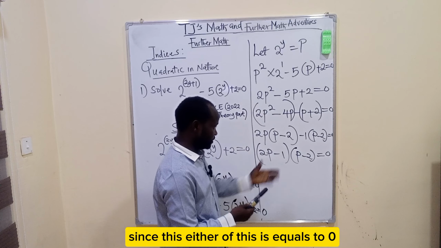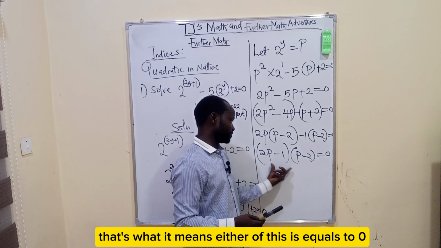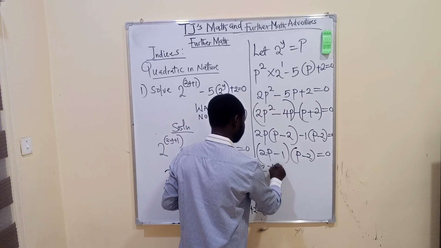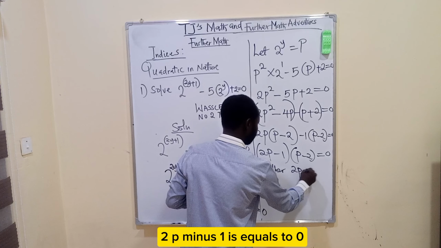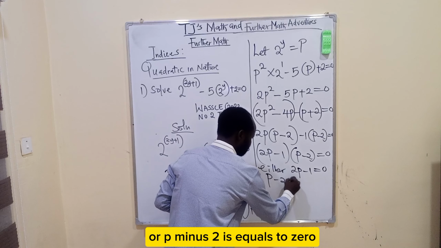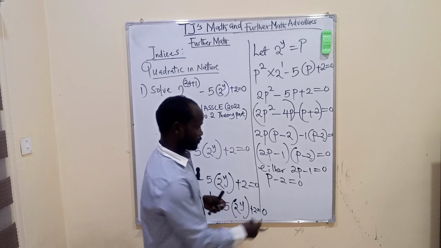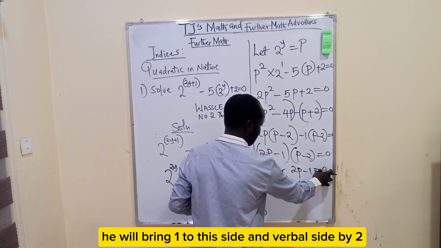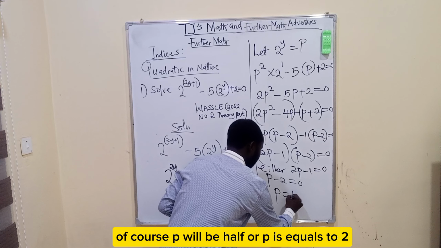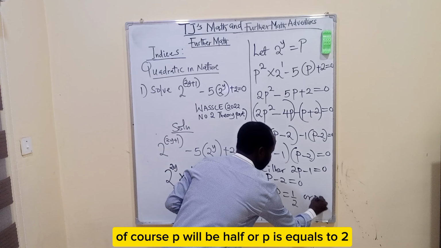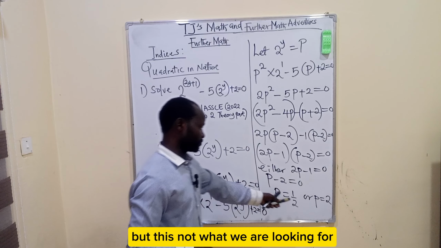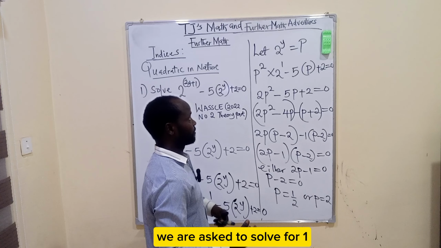Since either of these is equal to 0, it means either 2p minus 1 equals 0, or p minus 2 equals 0. So we can find the value of p here. We'll bring 1 to this side and divide both sides by 2. Of course, p will be half, or p is equal to 2. This is the value of p, but this is not what we are looking for. We are asked to solve for y.